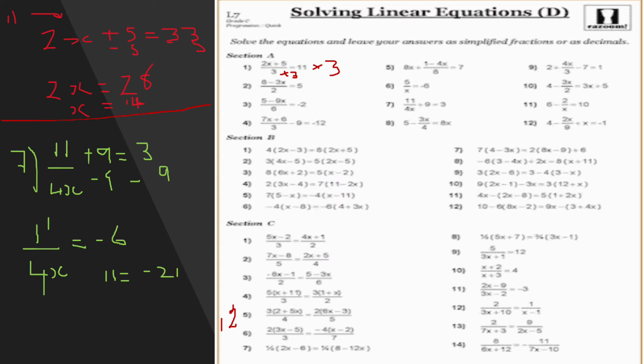Dividing both sides by minus 24, I get minus 11 24ths is equal to x, or 11 over minus 24 is also correct. So that's my answer for question number 7, guys. I hope that actually makes sense.